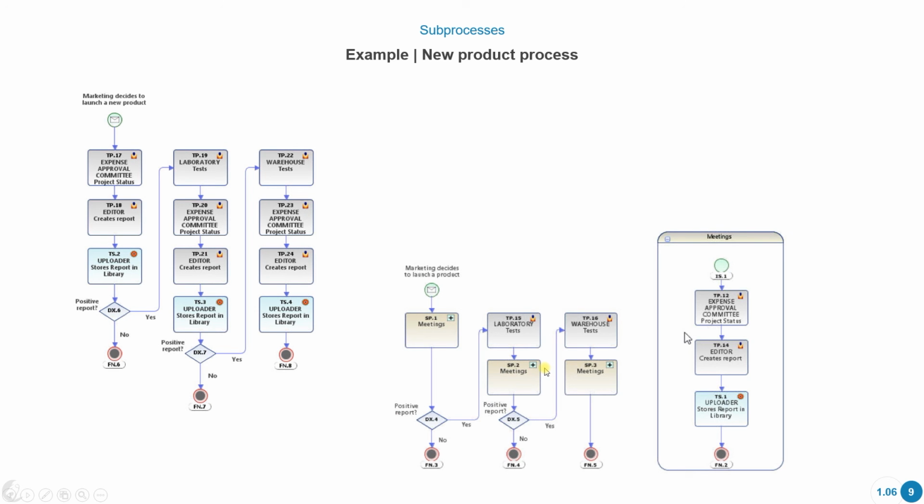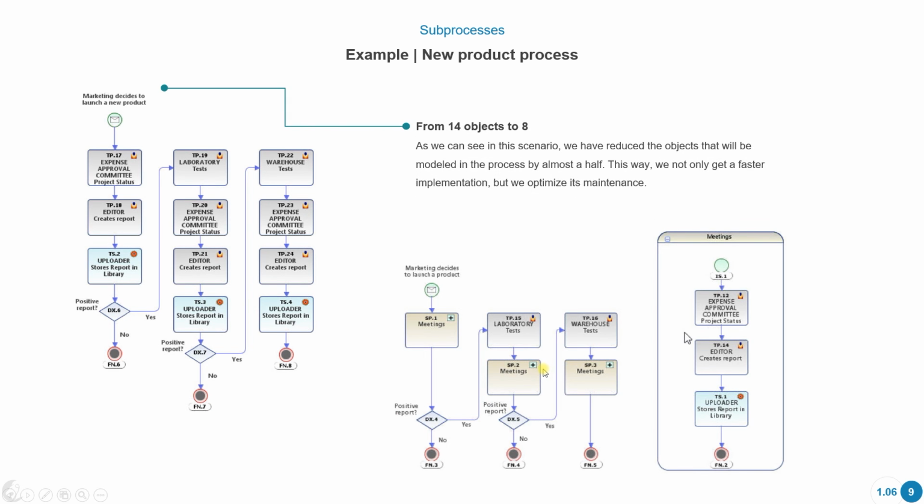So here we've got an important difference from this scenario that was initially diagrammed and this other scenario that's using subprocesses. Obviously, the result is going to be exactly the same, and both of these processes are correct. But in the second scenario, we can see that we've dramatically reduced the amount of objects that are going to be modeled in the process by almost half. This way, we not only get a faster, better implementation, but we can also optimize the maintenance.